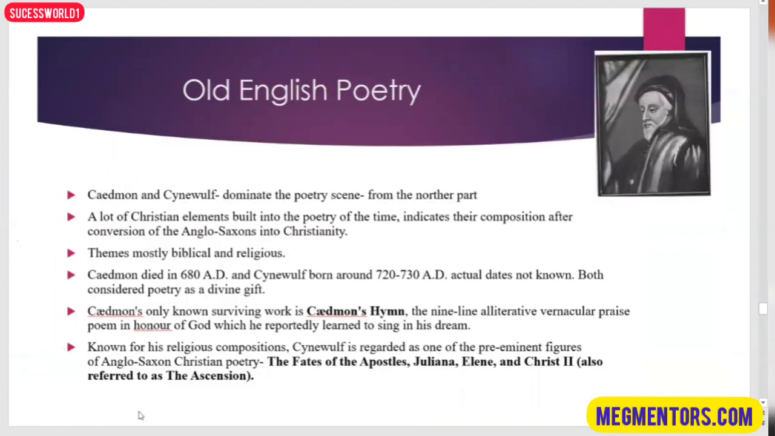Cædimon and Cynewulf, these were two dominant figures when we talk about poetry from the Old English period. And their poetry has a lot of Christian elements built into them. It indicates the composition after conversion of the Anglo-Saxons into Christianity. So if you find less of pagan elements and more of Christian elements, obviously you can locate the text in a certain time period, right? And the themes of their poetry were mostly biblical and religious in nature.